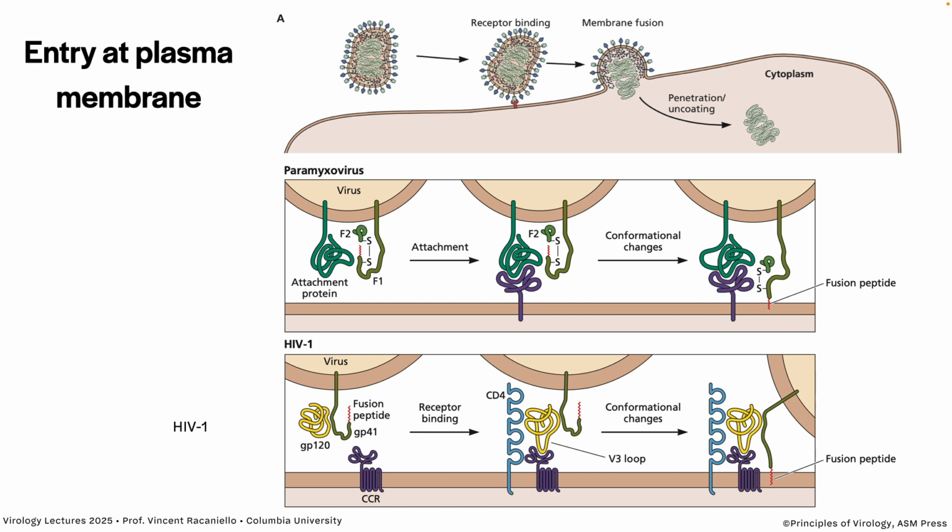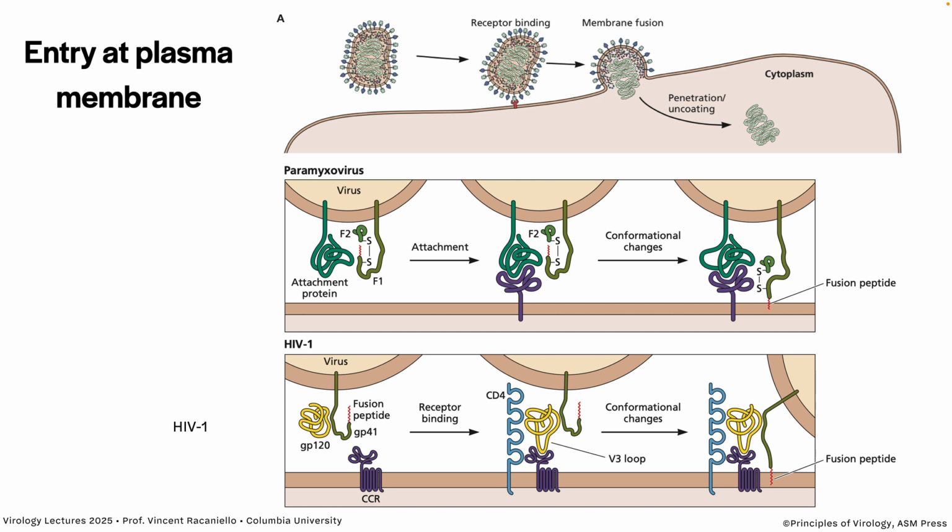So how do you do that? Well, it usually is via a receptor. And there are two mechanisms I'm showing you here for that. So first, here's a paramyxovirus, which would be like measles virus. This virus has an attachment protein and a fusion protein next to it. And when the attachment protein binds the cell receptor, which is in purple, it undergoes a conformational change, which then causes the fusion protein to flip out and stick into the membrane.